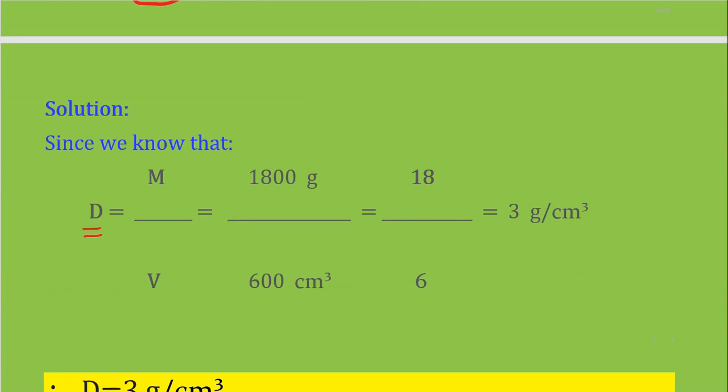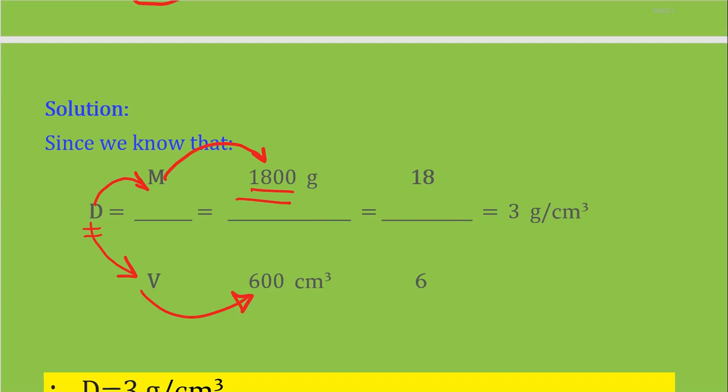Since we know that density is equal to mass divided by volume, so D is equal to M over V, or M divided by V. Now we have to replace the value of M, which is 1800, and value of V, which is 600.